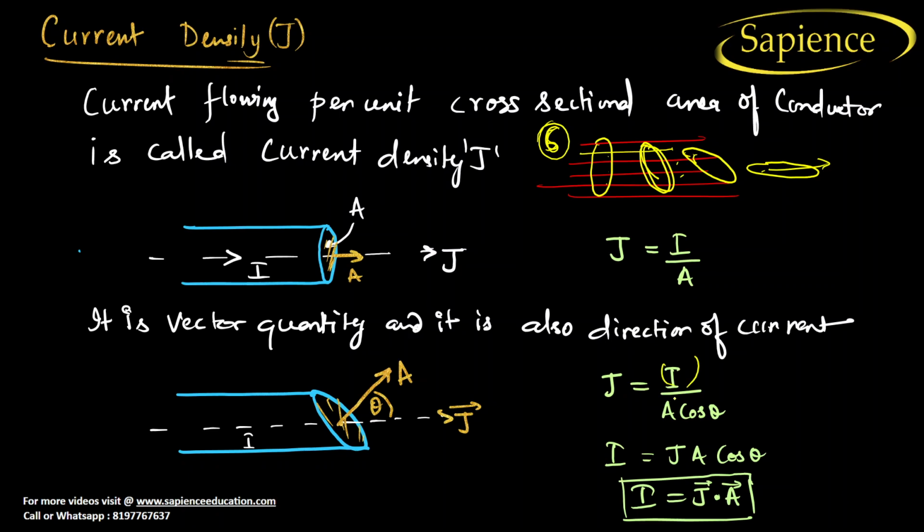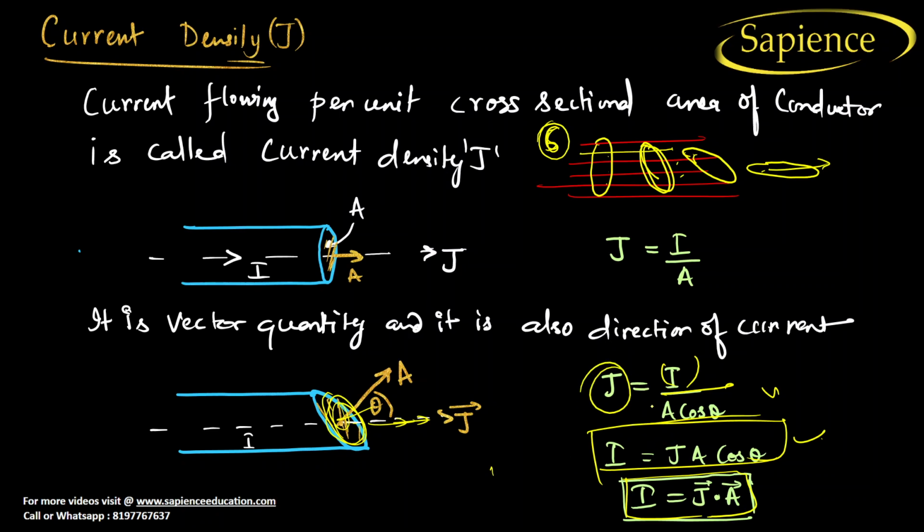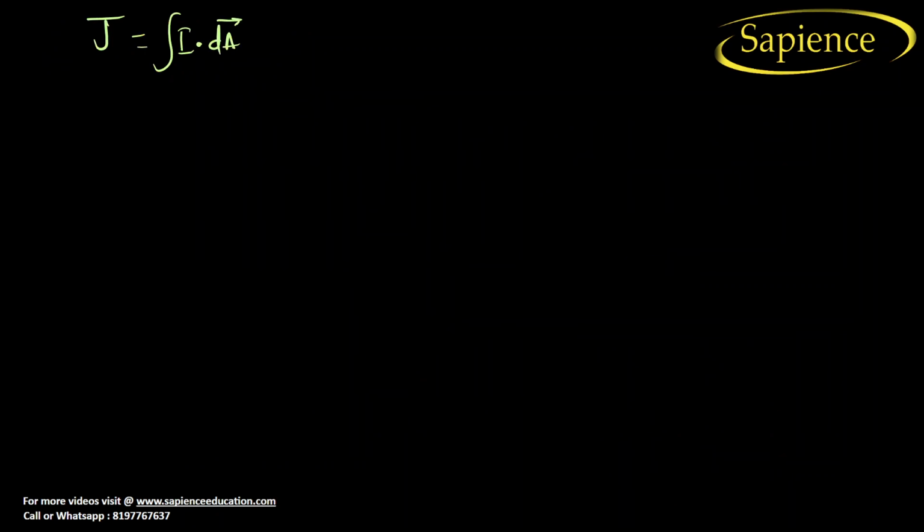So J can be written with A cos theta, the component of this area in this direction. So J is equal to I by A cos theta. From here, I will be equal to J A cos theta. So from here we can find the current I is equal to J dot A, where J is the current density. So from here we can always find the current density. I hope you have understood now.